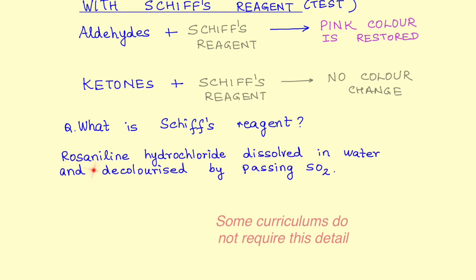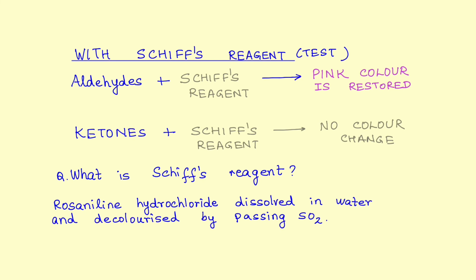Schiff's reagent is nothing but rosaniline hydrochloride. Aniline, it's a derivative of the nitrogen compounds, right? Hydrochloride dissolved in water and then decolorized by passing sulfur dioxide. That is what I mentioned here, that the original compound is pink color when you dissolve it in water and you decolorize it by passing sulfur dioxide. As soon as you add the aldehyde, the pink color gets back. So that helps us to identify aldehydes. You are not required to know the formula or the structure or the reaction mechanism details. Yes, I like that smile on your face.